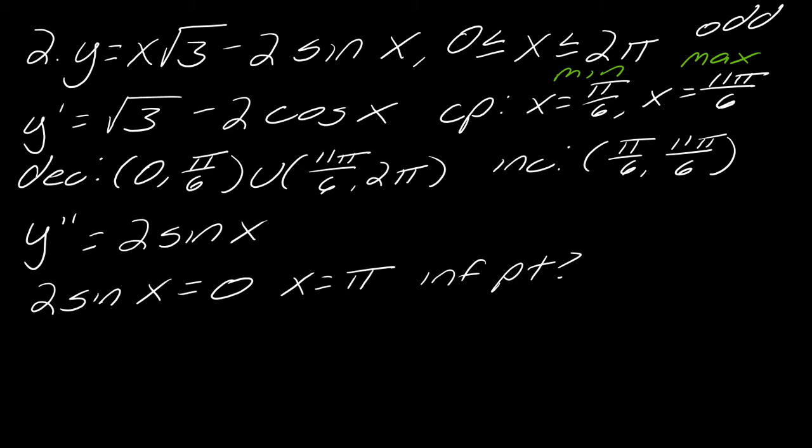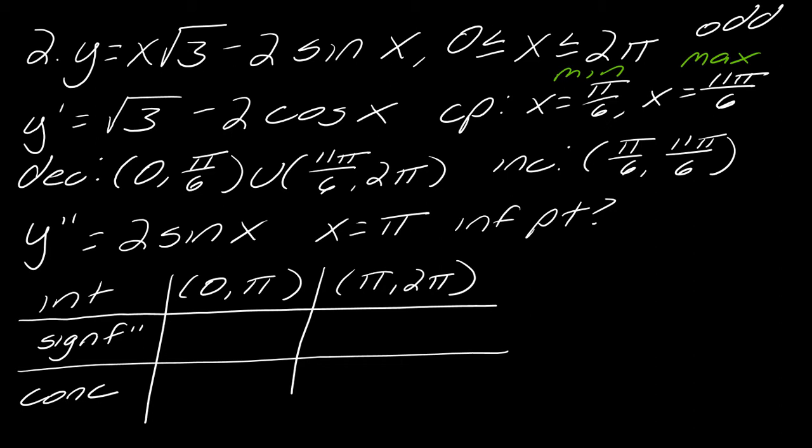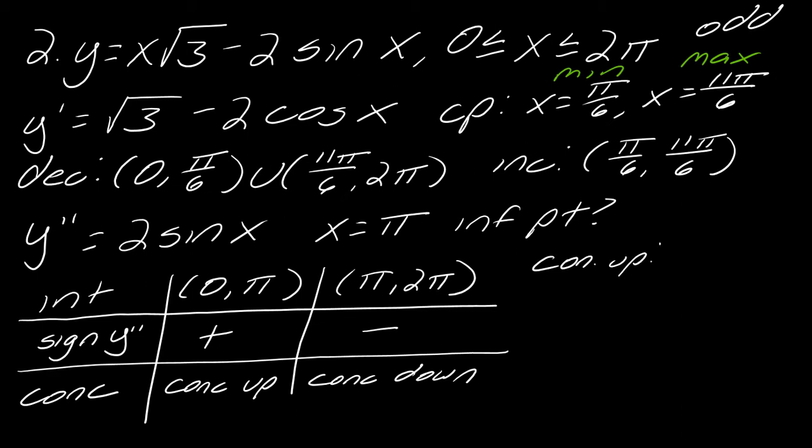So let me clear some space. And now let's make our table using our domain and this possible inflection point. Okay, so now thinking from 0 to pi, this is where knowing the unit circle makes this very, very simple. All the y values from 0 to pi are going to be positive, so our value of y double prime, I meant y double prime, all these values are going to be positive, so this is all going to be concave up. And then from pi to 2 pi, all my y values are going to be negative, so this will be concave down. And again, you just want to summarize that, so I can say here that I have concave up from 0 to pi and concave down from pi to 2 pi.